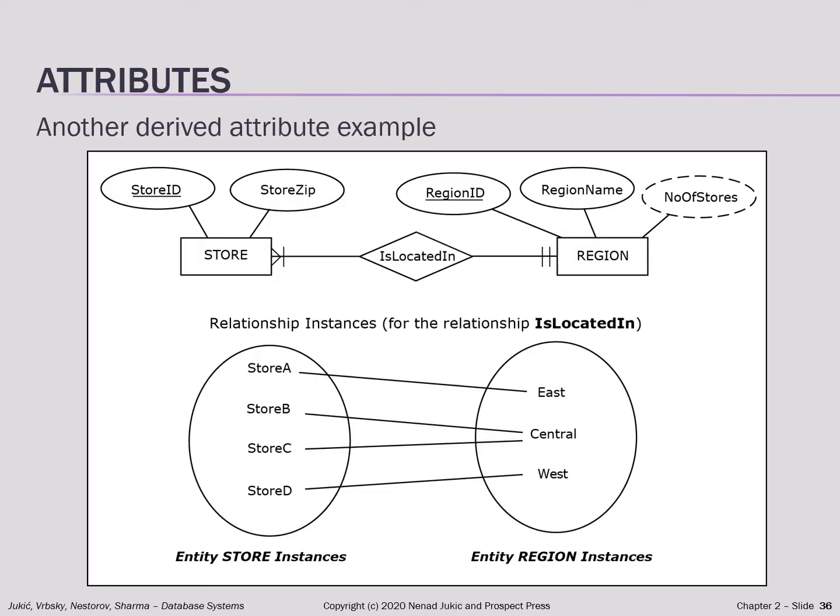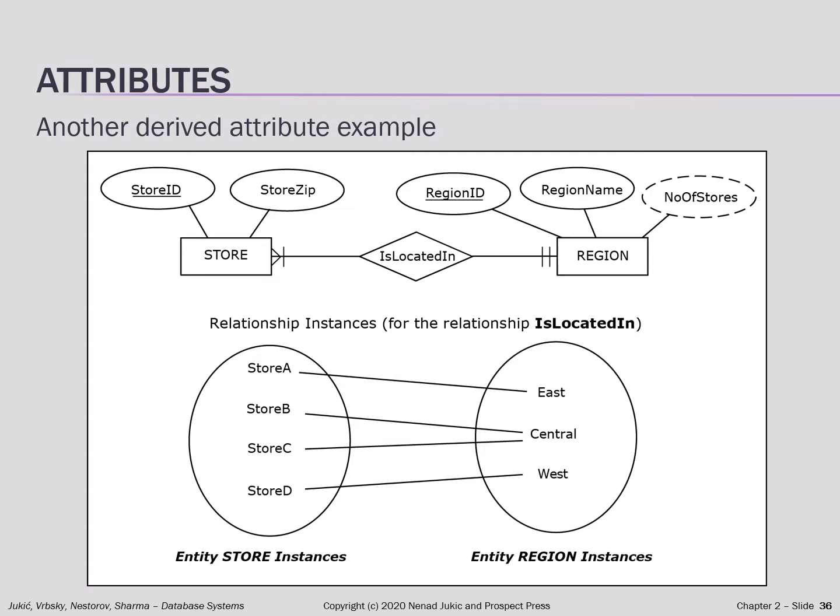Let's look at another example of a derived attribute. In this example, we have two entities, store and region. Each store is located in exactly one region. Each region has between one and many stores. Now, when we create a database, we will record every instance of this relationship. Those instances are depicted in the bottom part of the figure.